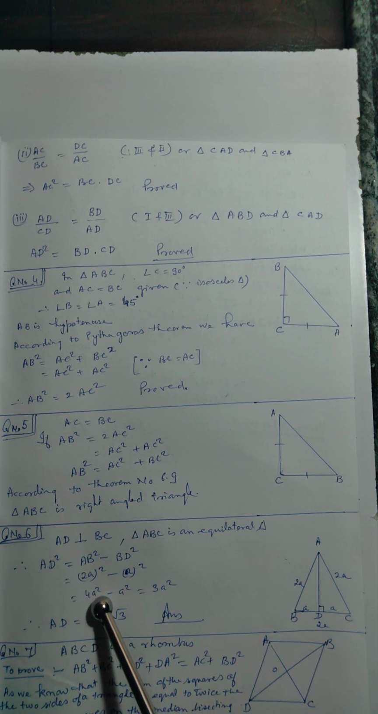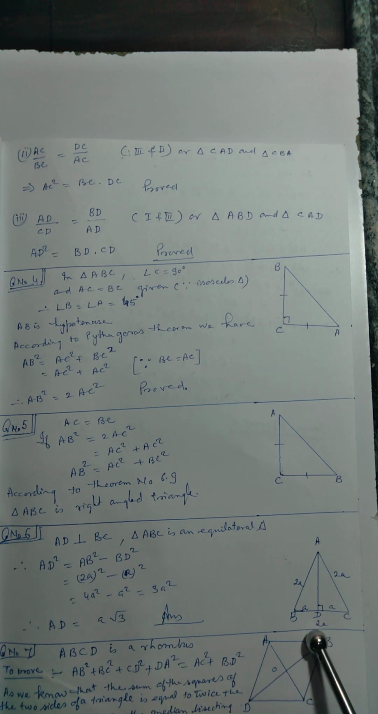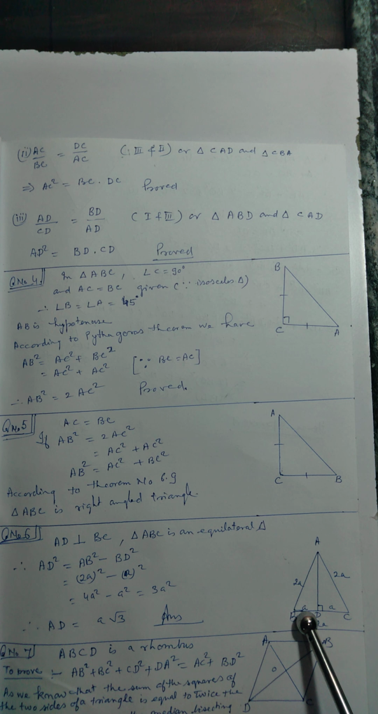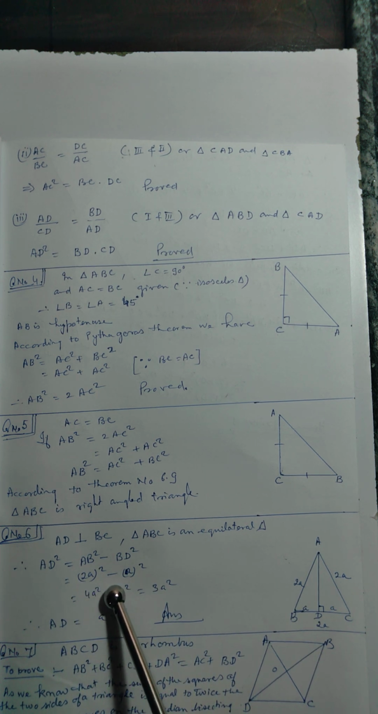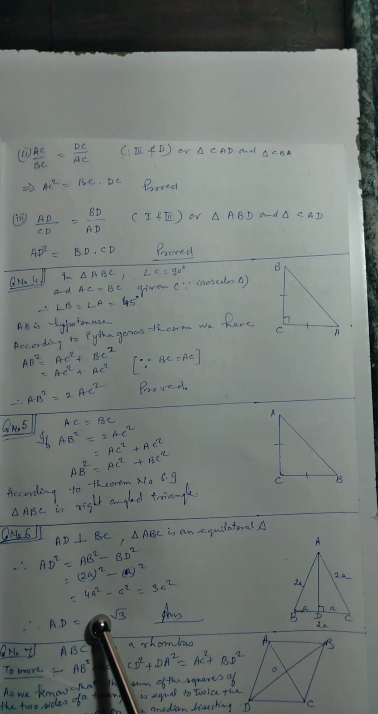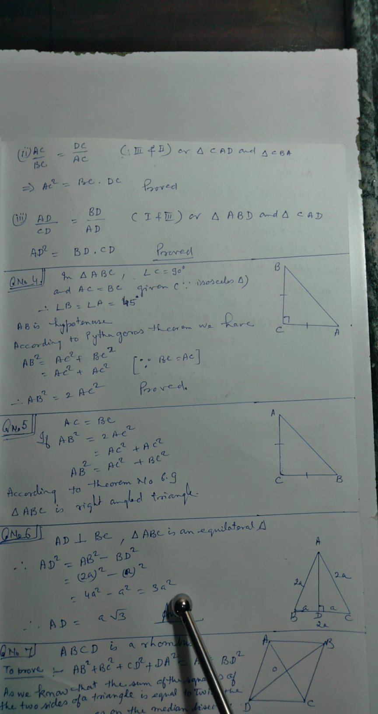So in place of AB square, I have written twice A whole square, and BD will be the half, means 2A divided by 2 will be equal to A. So I have written here A. So 2A square minus A square equals 4A square minus A square, that will be equal to 3A square.